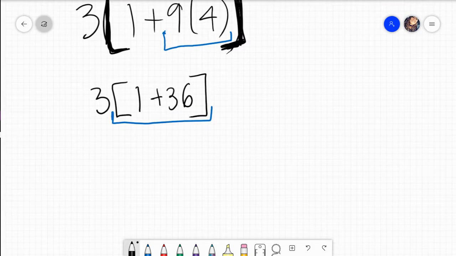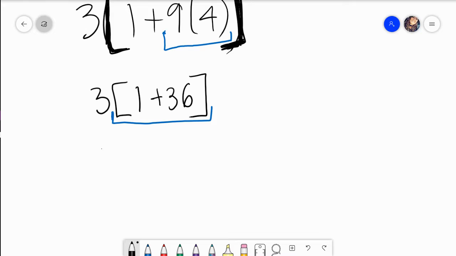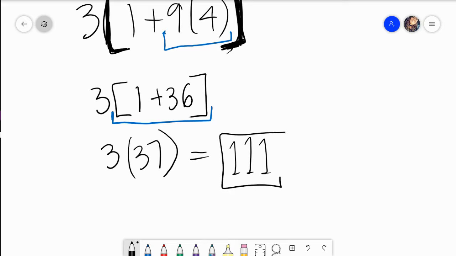Now, still for order of operations, I need to evaluate in here and then continue with the problem. So let me slide up, y'all. You would get 3 times. When it's just one set, I prefer to just use parentheses because I don't have multiple sets. So I have 36 plus 1, which would be 37. And if you do 3 times 37, you would get 111. And that would be your final answer.